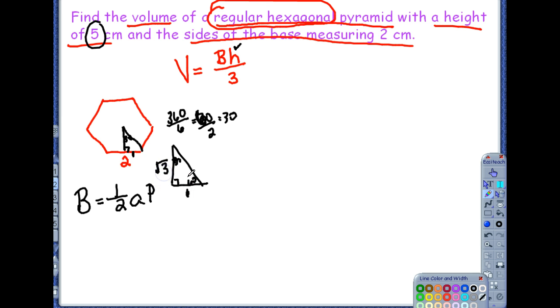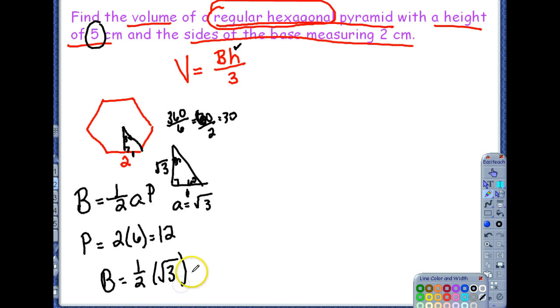And we really just need the apothem, because how do we find the perimeter? Well, perimeter is going to be just taking 2 times 6, which is going to give us our 12. And then we said the apothem was a radical 3. So let's substitute that in. So base area is equal to 1/2 times the radical 3 times 12. And I'm just going to do a half of 12, and that's going to be 6 radical 3 then. And this will be exact. That's the nice thing. We can leave this exact.